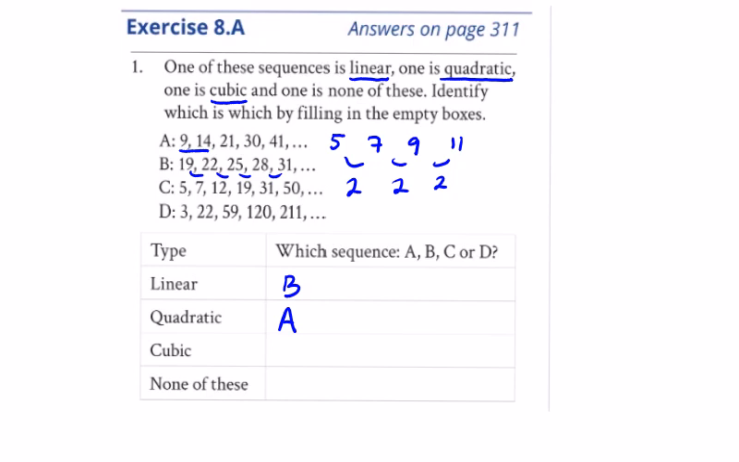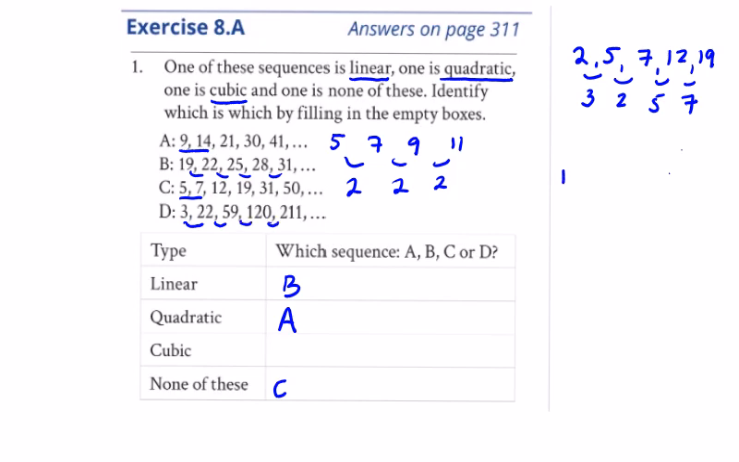Cubic. Let's have a look at C. We'll just write the differences over here. C, we have between 5 and 7, we have 2, between 7 and 12, 5. Then we have 12 to 19, 7. 19 to 31, 12, and 31 to 50 is 19. Next difference is 3, 2, 5, 7. Doesn't look like it's any of these.